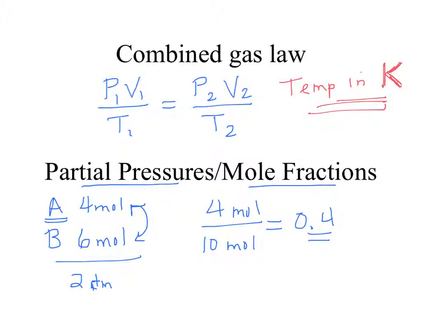And we take that amount, that's the part of the whole that's provided by gas A, and we would multiply that by the total atmospheres. So 0.4 of 2 atmospheres is the amount of pressure provided by gas A. If you go ahead and do the rest of the math, you'll see that 0.8 atmospheres is how much pressure, the partial pressure, provided by gas A.